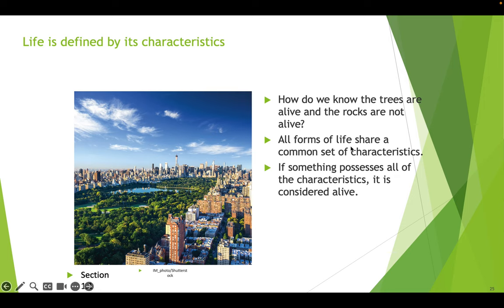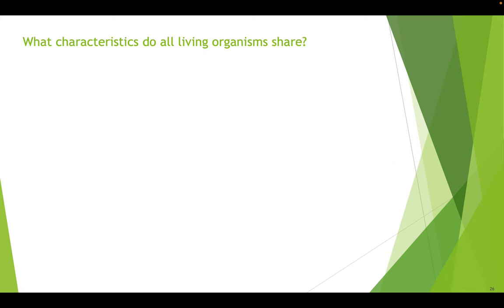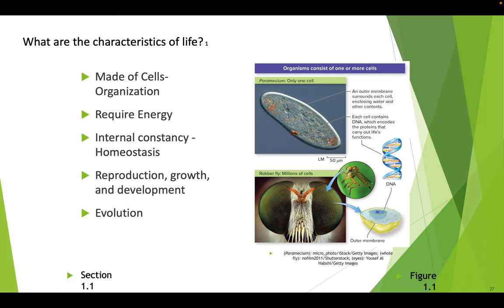If a thing has many but not all of the characteristics, then it's non-living. All right, so what characteristics do all organisms share? Well, all living things are made of cells, and they have organization to them. All living things require and use energy. All living things work to maintain internal constancy, and we call that homeostasis. All living things reproduce, grow, and develop. And all living things evolve.